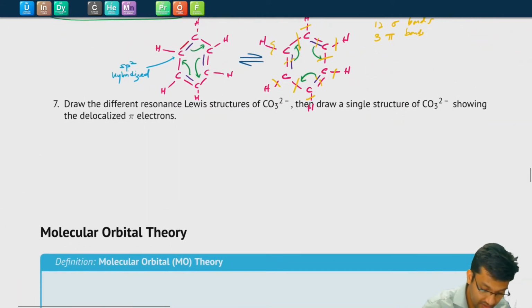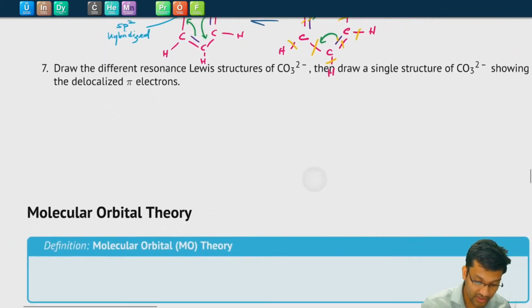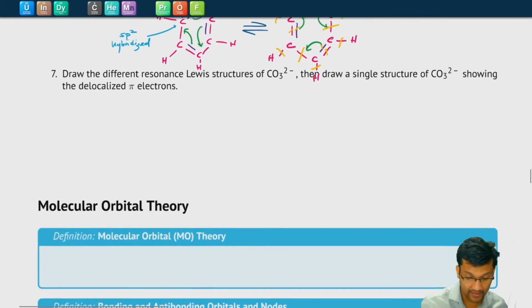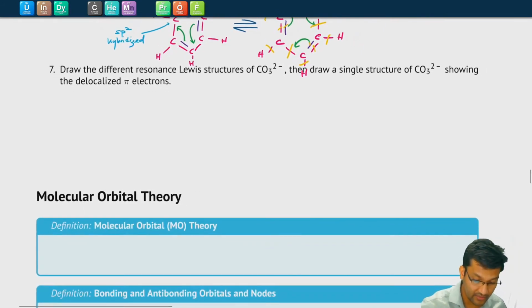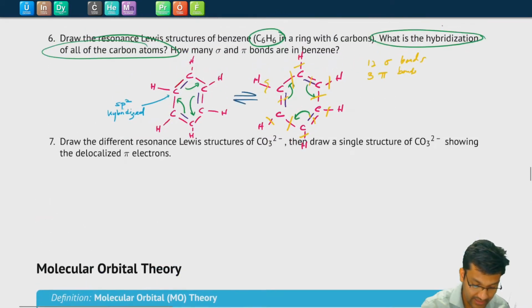Okay, try number 7 on your own, and then we'll go over it together. Draw the different resonance structures for carbonate ion, CO3 2-. Then draw a single structure showing the delocalized pi electrons.